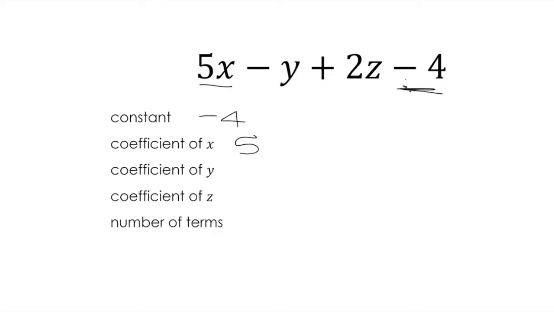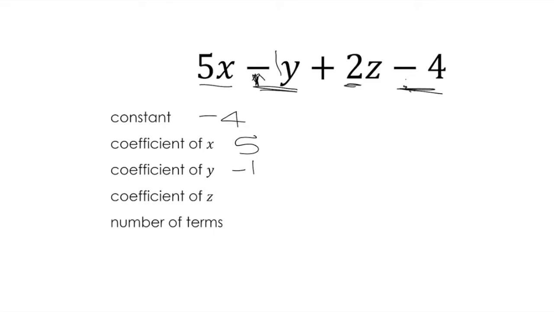Have a look here. What's the coefficient of y? What number is y multiplied by? Remember, if we don't have a number there, there basically is a 1 there. We don't write that in. And remember, if you've got that minus sign, you need to include that. It's negative 1, the coefficient of y.